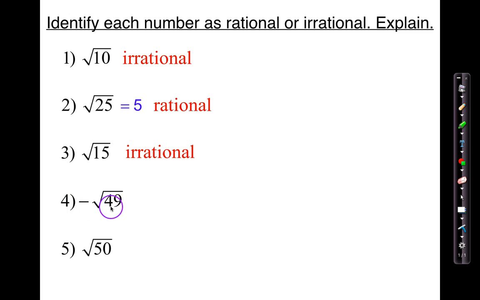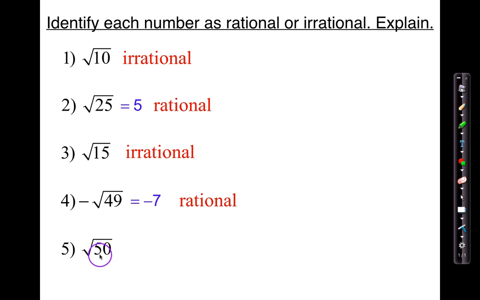What about number 4? How do I read this? Well, kind of like the way we would read exponents, I would read this as the opposite of the square root of 49. Is there a number that I can multiply by itself to give me 49? Yes, it's 7. So what is the opposite of the square root of 49? I would say -7. So obviously, because I can write it as a whole number, I can also then write it as a fraction. So this one's rational.